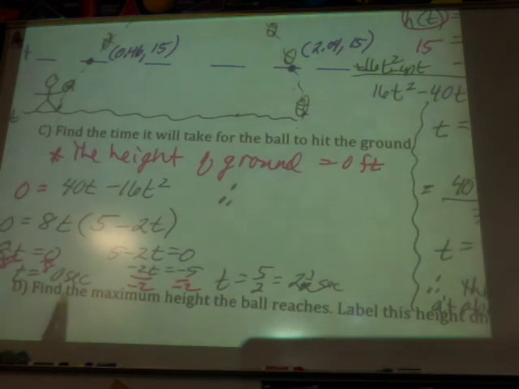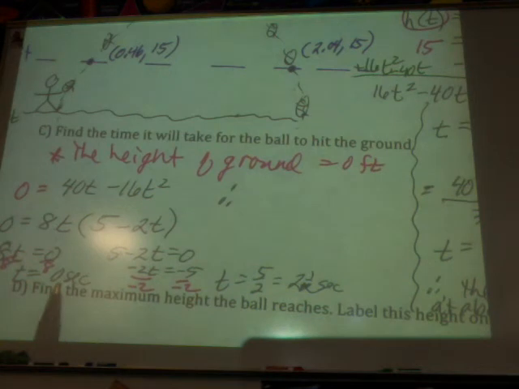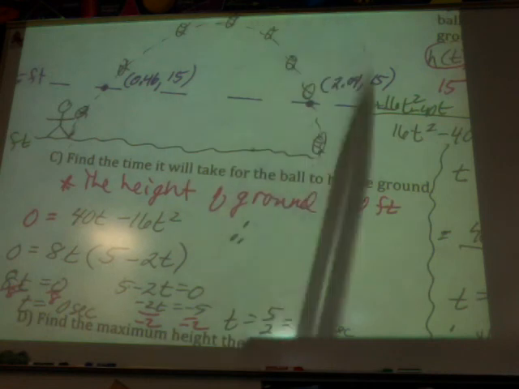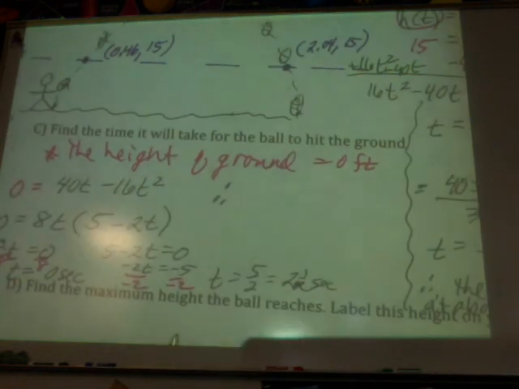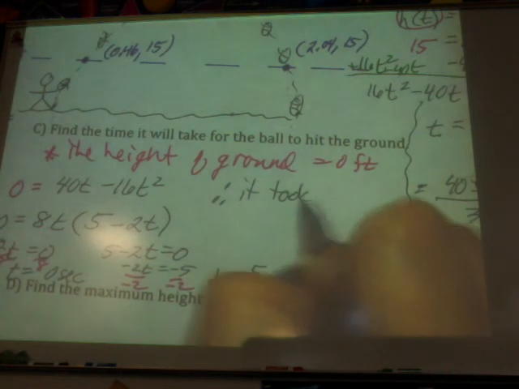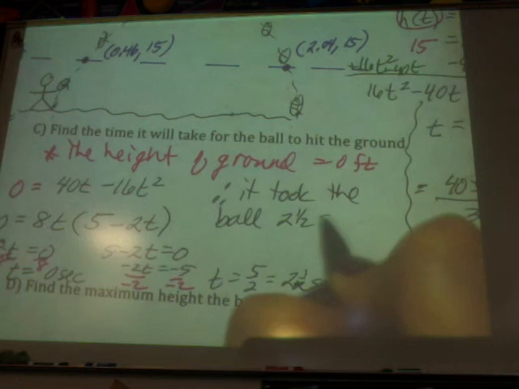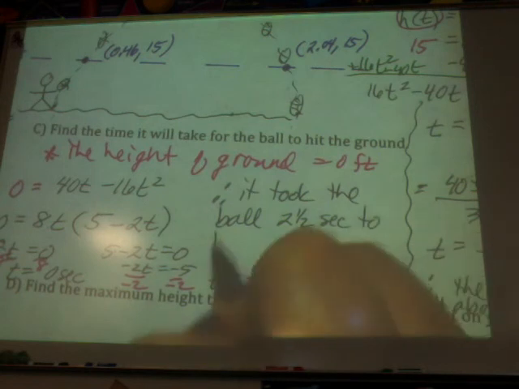We don't want time t equals 0 seconds. That's not really what they're asking for, is it? They're asking, find the time it will take for the ball to hit the ground. Well, the ball started here at the ground. That's not when it hit it. He threw it from here, then it went all the way up and down to here. So we're really only looking for the 2.5 seconds. So therefore, it took the ball 2.5 seconds to hit the ground.